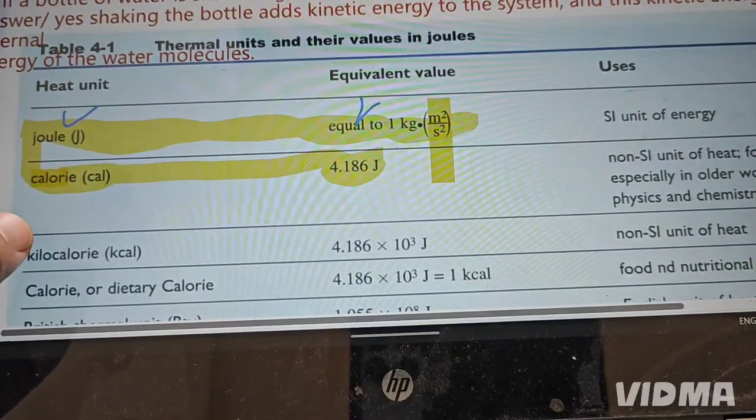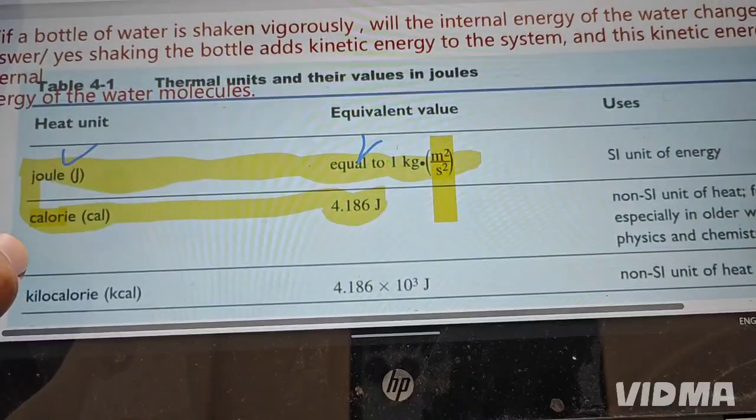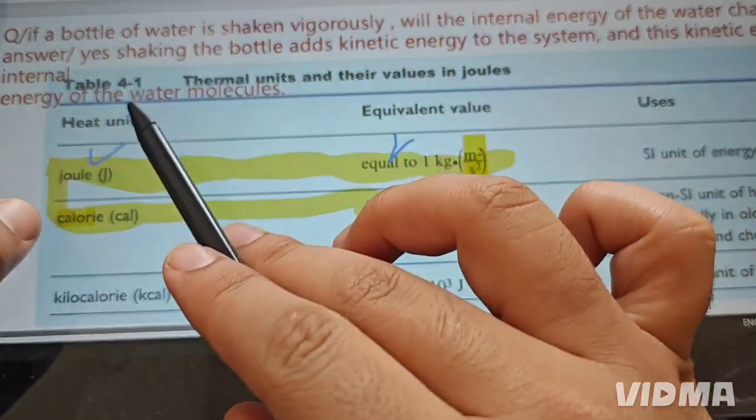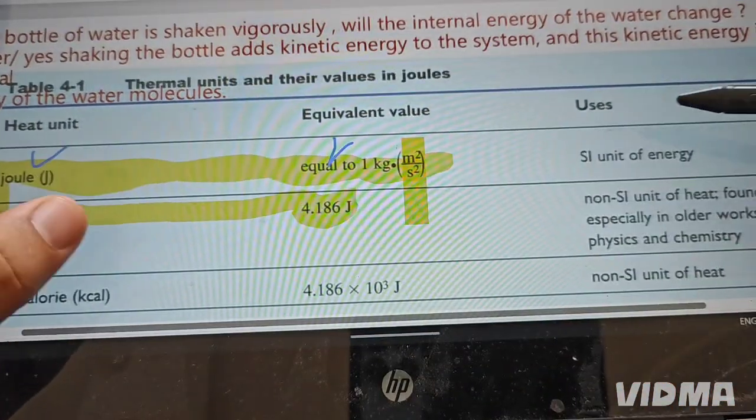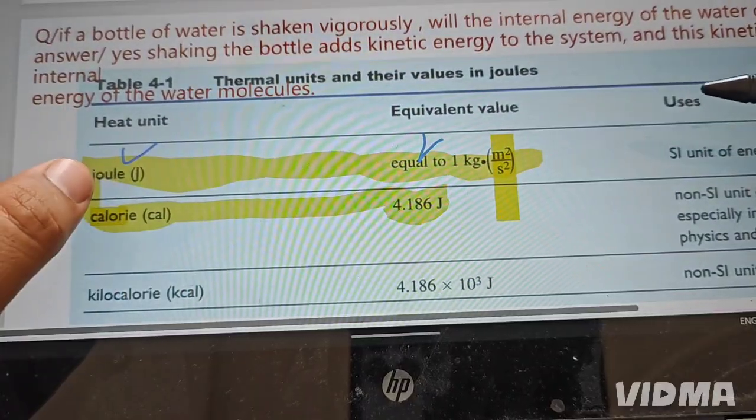This table is important. We have the unit of heat. The unit of heat in SI units. Look, this is the SI unit of heat: it is the joule every time.